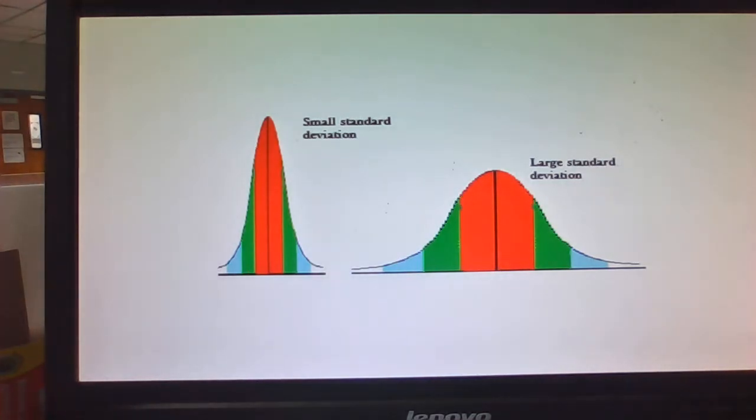Standard deviation is basically how spread out the data is. So in the first graph, let's just say we have a standard deviation of 5. It shows that all of our values are clustered tightly around the mean. The second graph, let's say, had a standard deviation of 10. The values are more spread out from the mean.